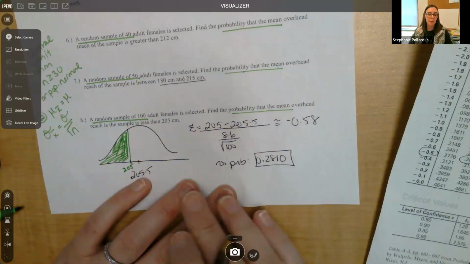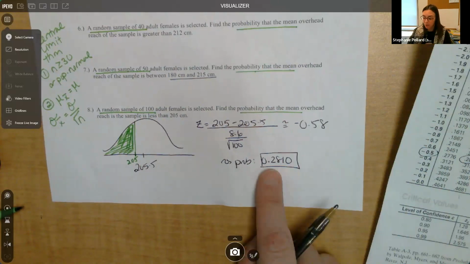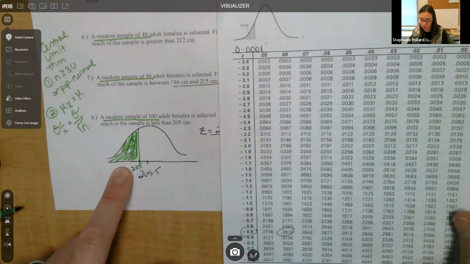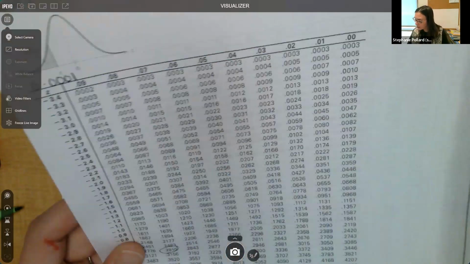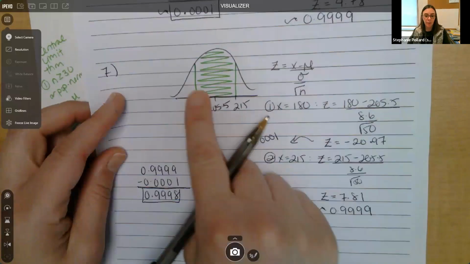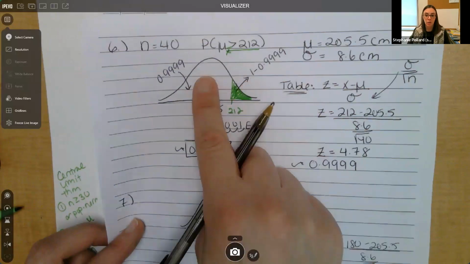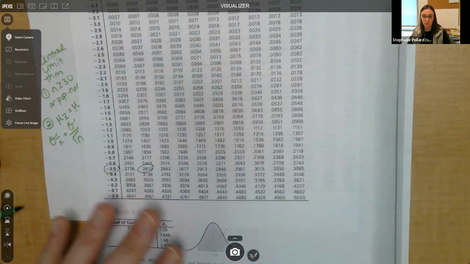All right, so if we had a random sample of 100 females and we're looking for the probability that the sample is less than 205, it would be about 28%, 0.28. Remember that the table is always area to the left. So if you're asking the area to the left, you can just use what's here. When you're looking for in between two values, you're subtracting those two probabilities that you get. And when you're looking for the area on the right, you're subtracting the answer you get with 1. So you have to keep those steps in mind as well.